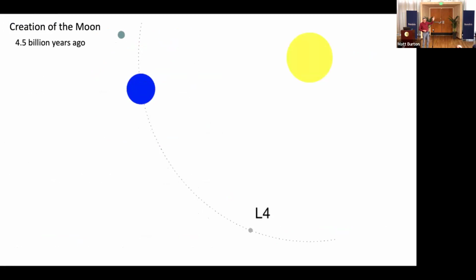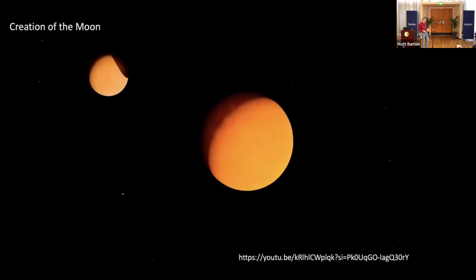So here's the creation story of the moon. There's something called L4, a big hunk of dirt, and it smashes into the earth and then kicks off the moon. That's the moon. And that's a cartoon rendition of the moon.